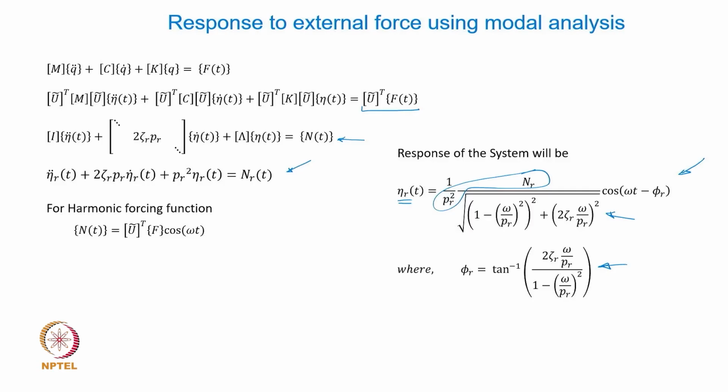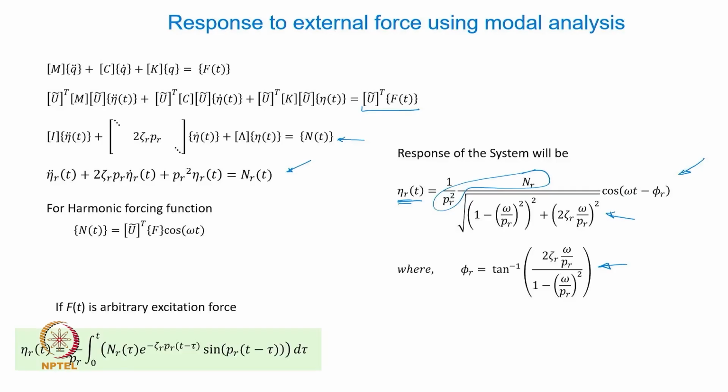Once the response in the principal coordinates is obtained, you can now convert it back to the physical coordinates. The process again remains the same, you use the same expansion. That process is not discussed here, but once you know how the principal coordinate response is obtained, getting the physical coordinate response is quite straightforward.